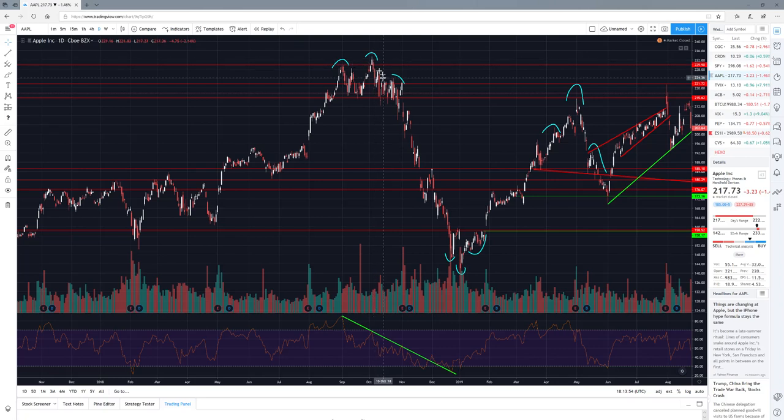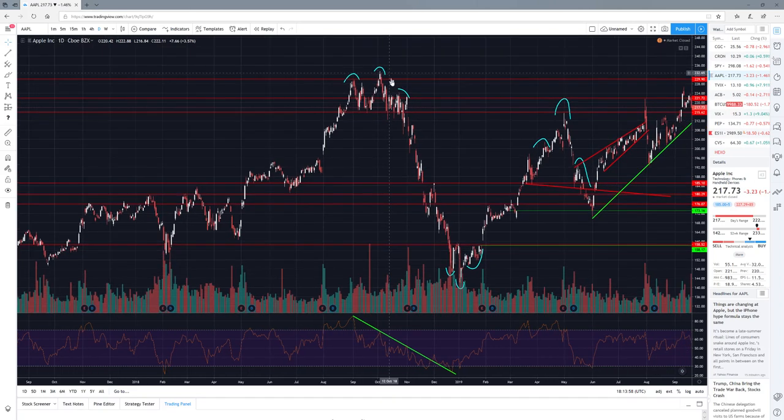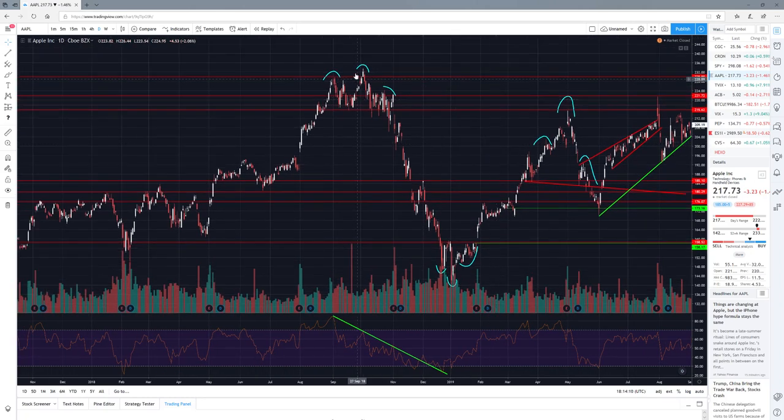This is disgusting. Imagine buying here for a long because you think it's going to go higher, and next thing you know, you're down almost 50% from 230 to 140. That's no joke. So always gotta be careful buying breakouts.